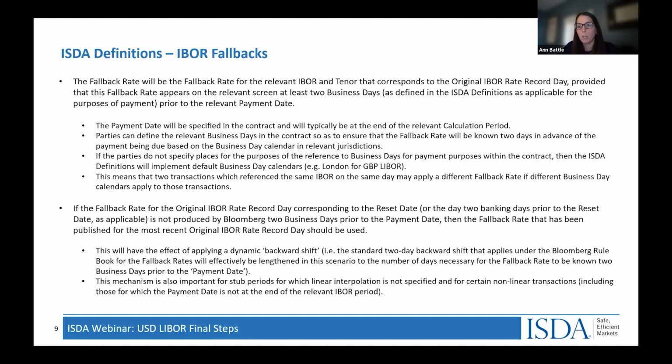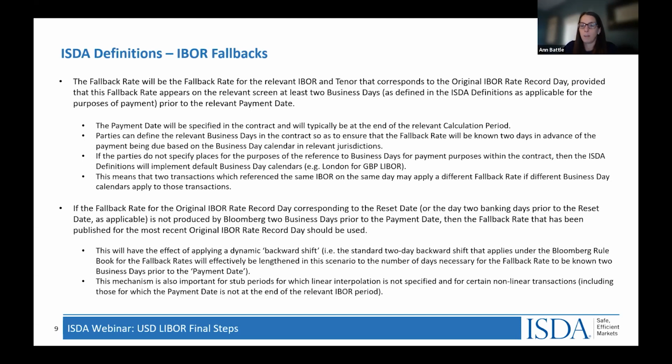And the contractual terms tell you to go to Bloomberg screen 2 local business days prior to your payment date. And that is to ensure that you have the information about the rate at least 2 local business days prior to your payment date. Now, of course, for US dollar LIBOR, you have those rates at the beginning of the period, but because the fallbacks are based on SOFR compounded in arrears, you do have to observe them at the end of the period.